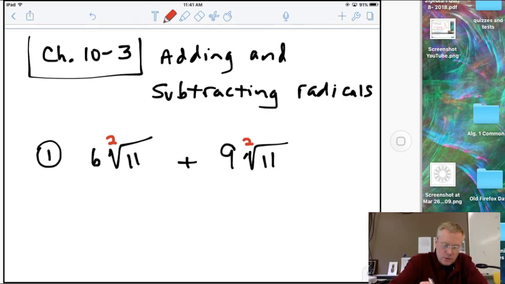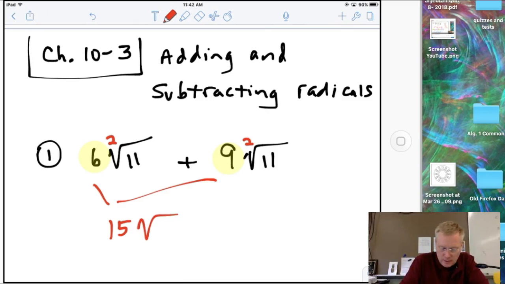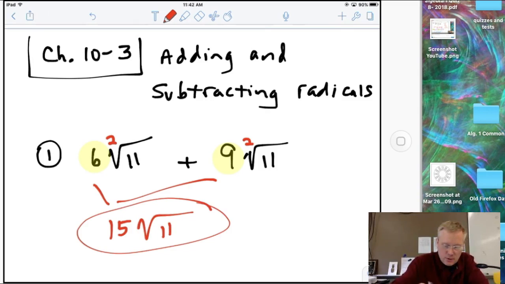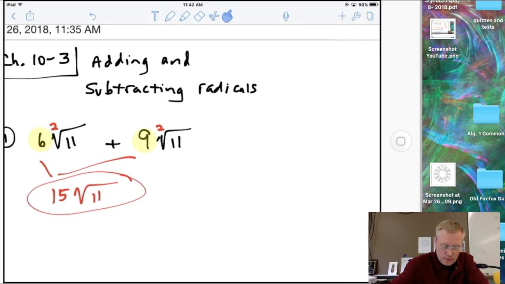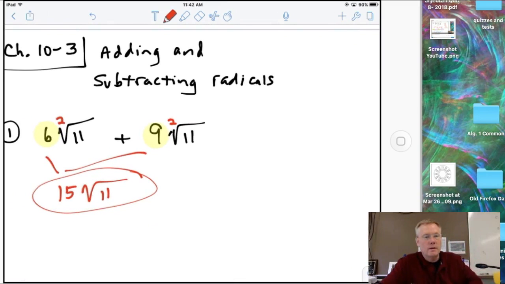So what I can do is add the coefficients together. The coefficients would be the 6 and the 9. If I just add those two together, 6 plus 9 is 15. And then I keep the square root of 11 as it is. That's the answer, okay?